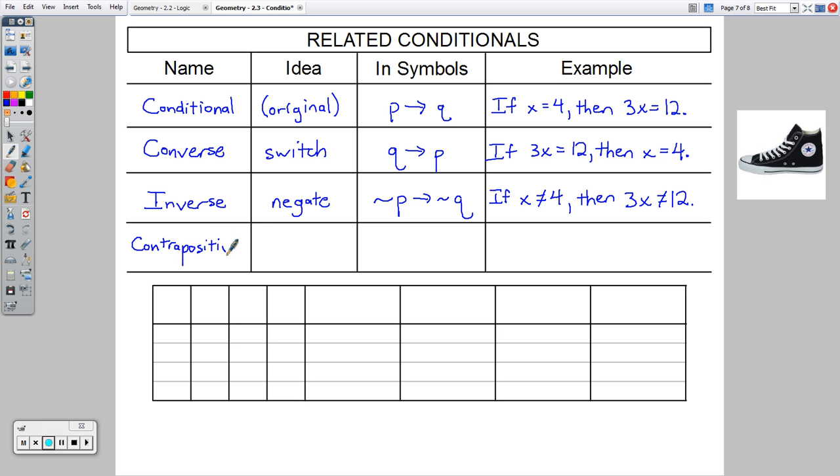It sounds like the most complicated one, it's the longest word. It is the most complicated one, I guess you could say. You switch and negate. So we do both things. So we take P implies Q, we negate it, and we switch it around. So it would be not Q implies not P. So if I do that, I usually look at the converse. I rewrite the converse with nots in it. So if 3x does not equal 12, then x does not equal 3.